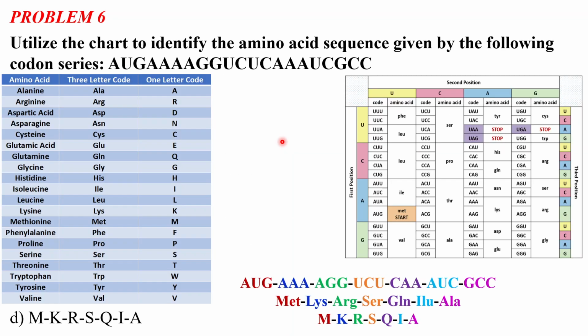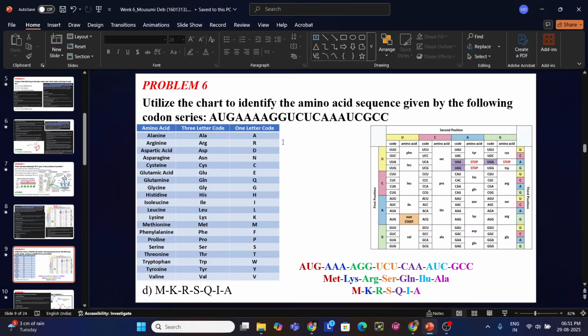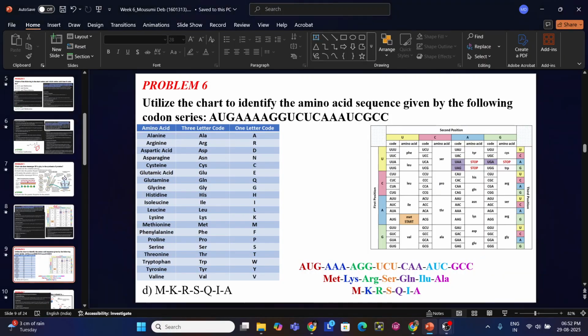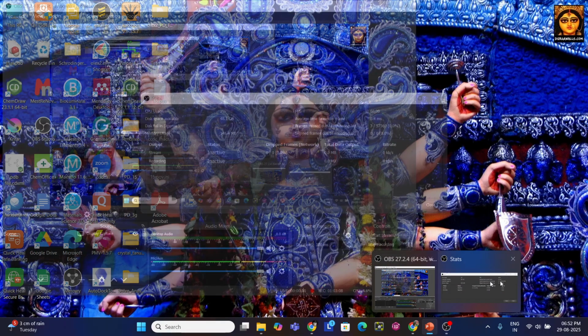Okay, let me check the chat box to see if there are any answers for this problem. Okay, I got two answers. One is saying it is number C, another is saying it is number D. Now let me check which of these is the correct answer. Number C or number D?